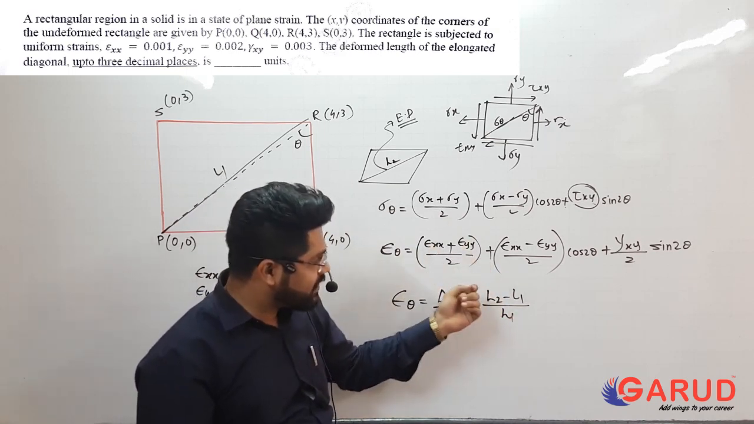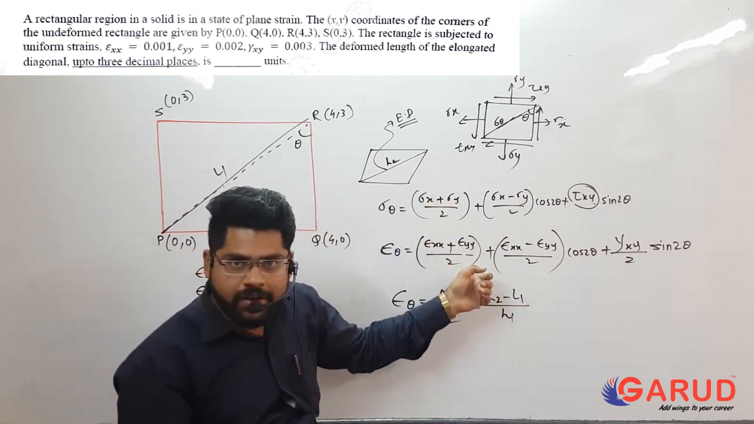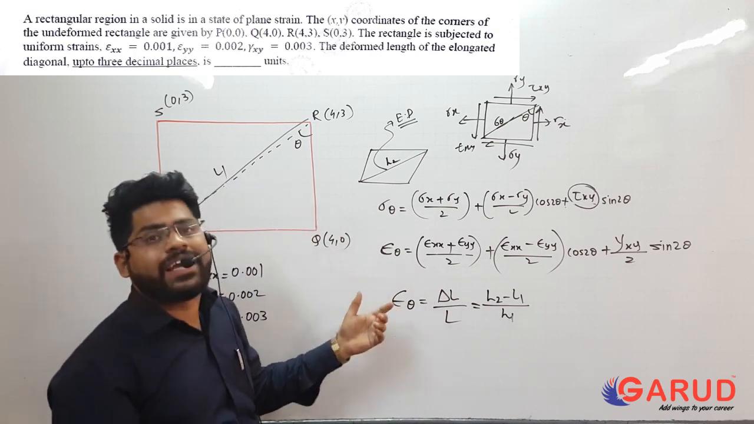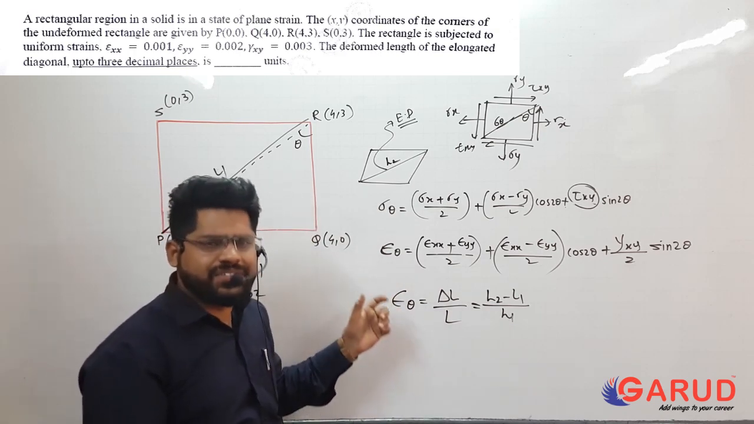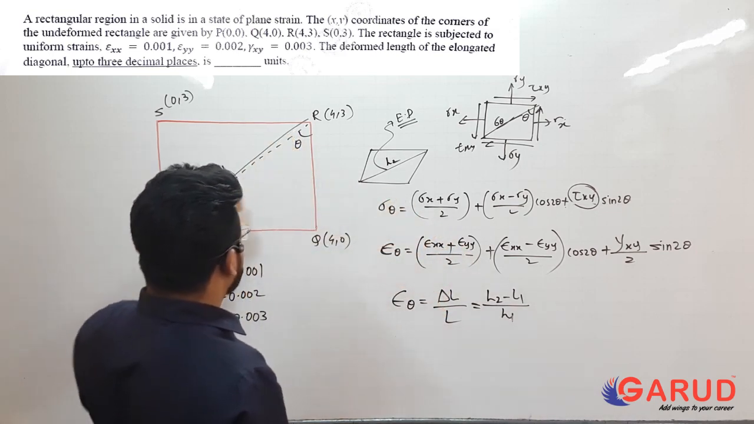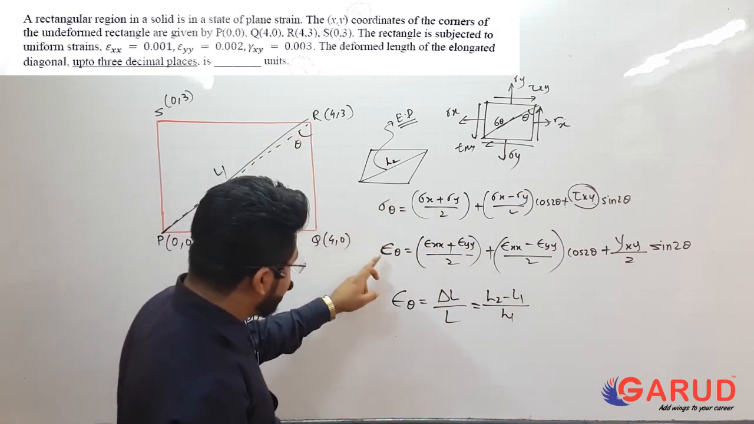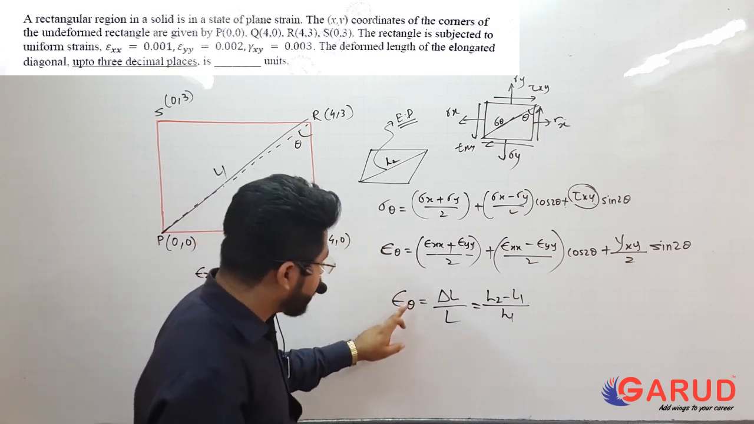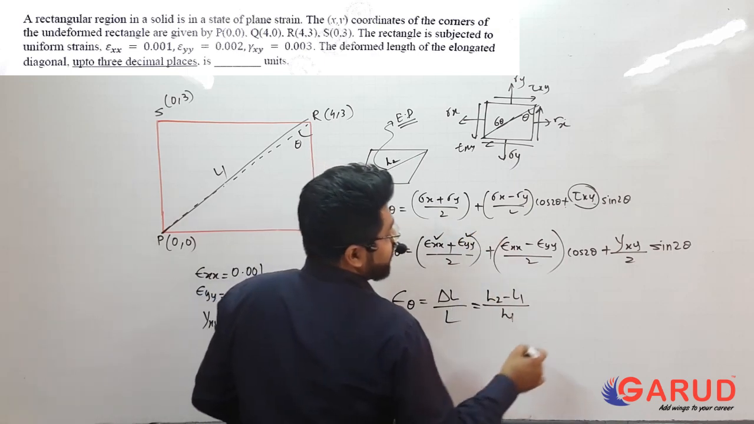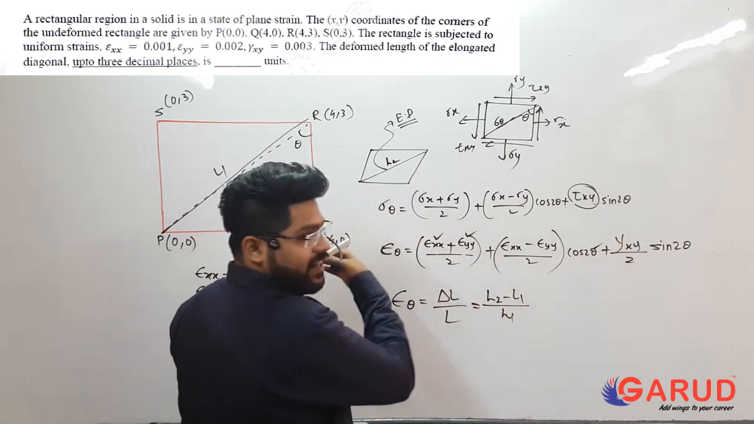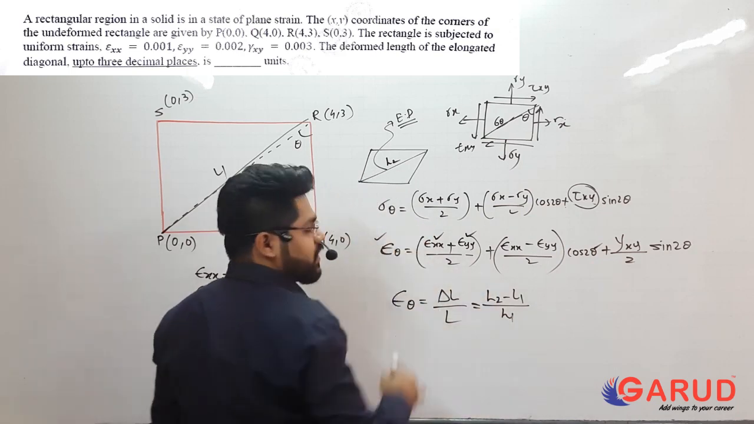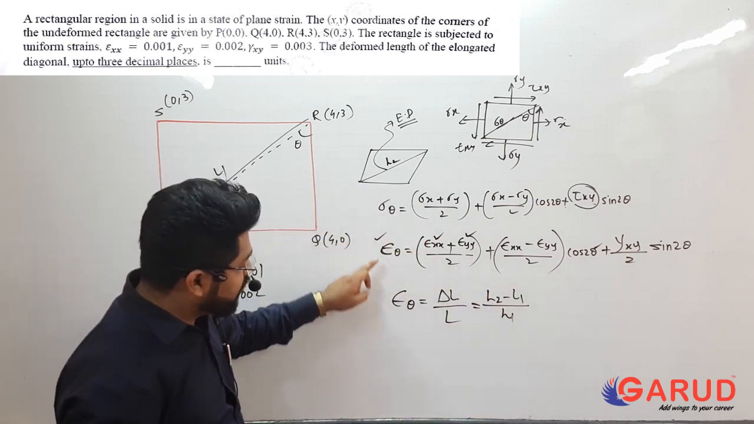From this entire series, I hope this part is clear, right? Now I am talking about this part. This part is epsilon theta, the strain at that plane. So I need to find the strain at this plane, and I need a formula for that. I just find out the value of sigma theta. From this formula, you know sigma xx, you know sigma yy, you know an angle, you will be finding out that angle also. So you know everything and you will get the value of epsilon theta.